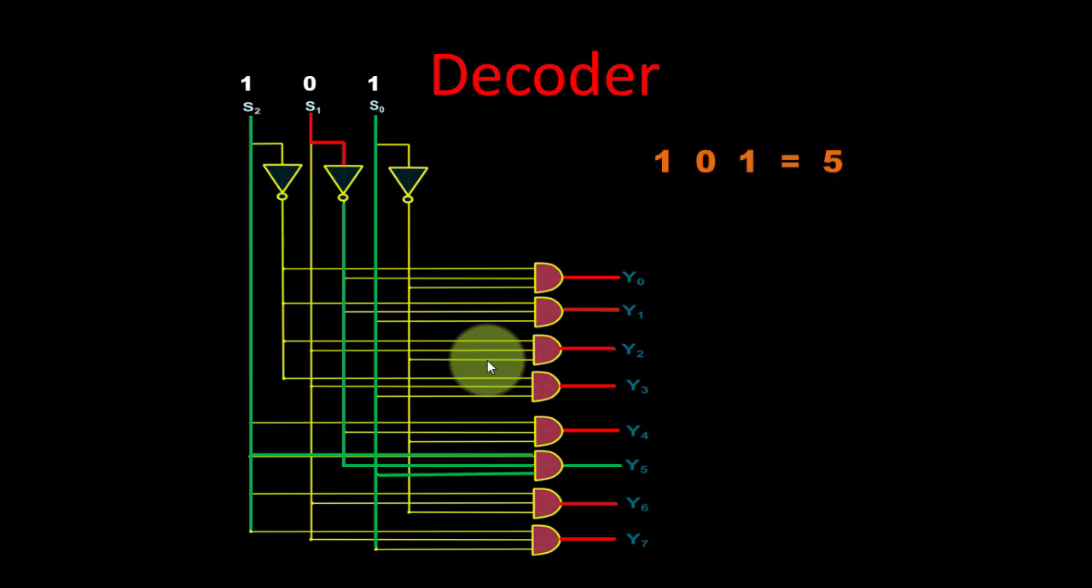So the code 101 is equal to 5. Okay, so this is the number for this 101 code. So this is the decoder.